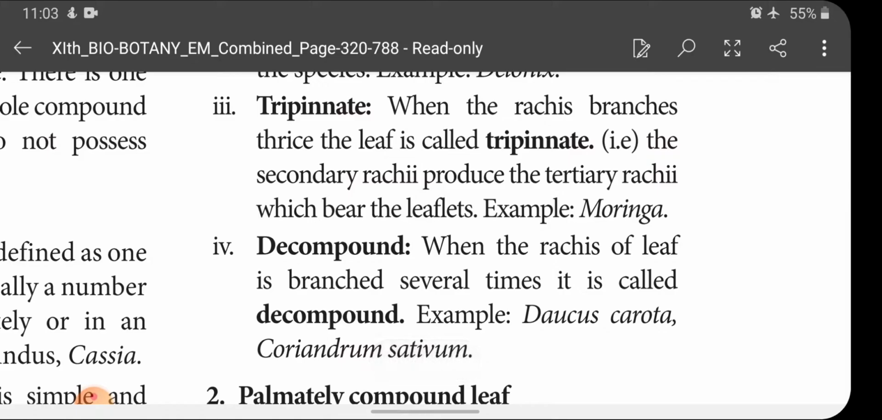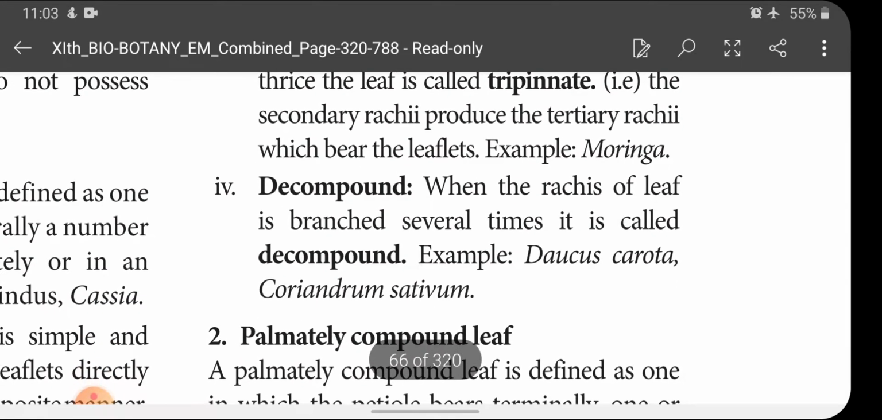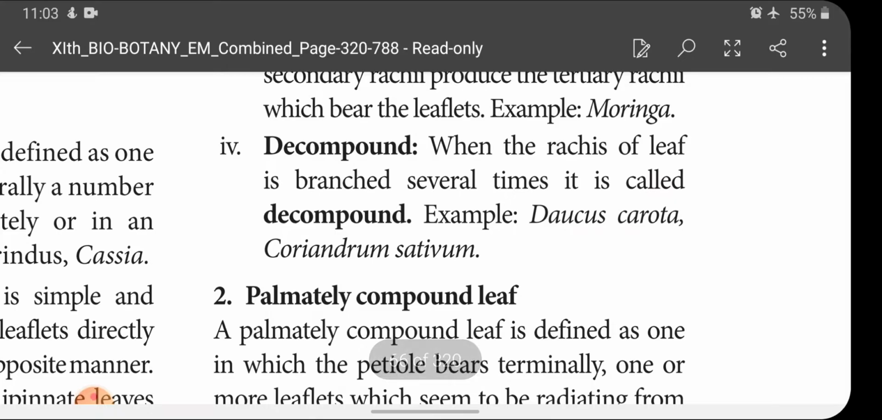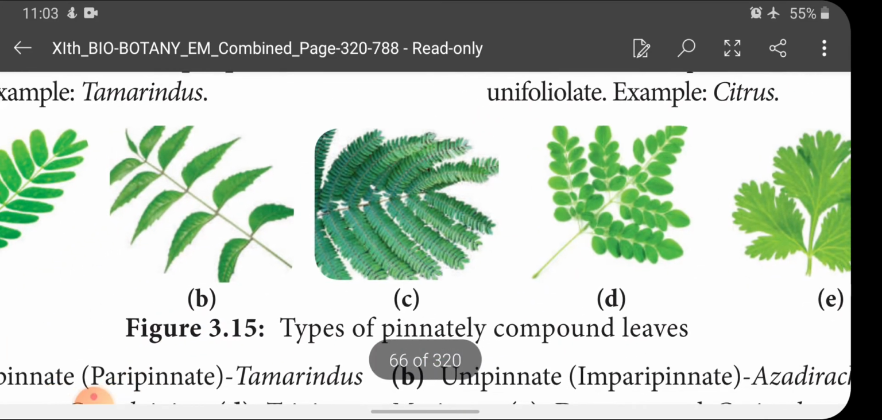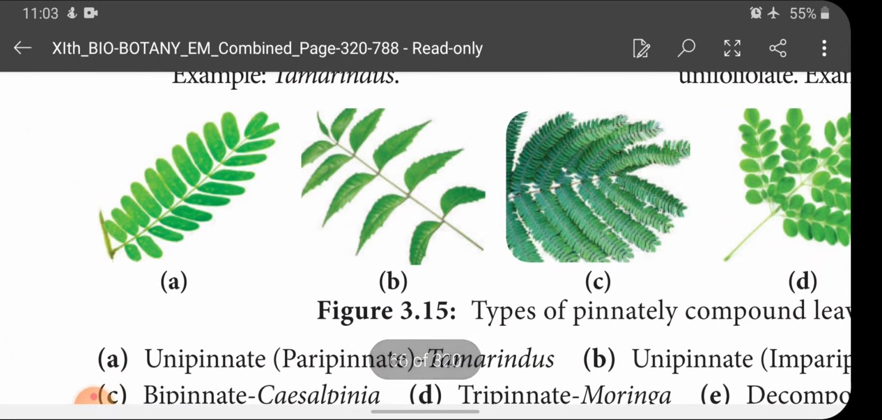Decompound. When the rachis of a leaf is branched several times, it is called decompound. Example: Daucus carota, then Coriandrum sativum. So let's see one by one. See, the first two are examples for unipinnate. The first one is paripinnate, the second one is imparipinnate.